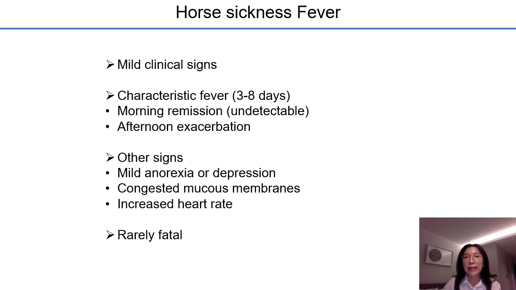The horse sickness fever has mild clinical signs. Characteristic fever lasts 3 to 8 days. The morning remission, in the morning the fever is just gone, undetectable. Afternoon exacerbation again. It is a very characteristic fever. And the other signs are mild anorexia or depression. It is not typical. Every disease can appear with mild anorexia and depression, but it is not characteristic. But it is important to note. And congested mucous membranes and increased heart rate, and the horse sickness fever is rarely fatal.